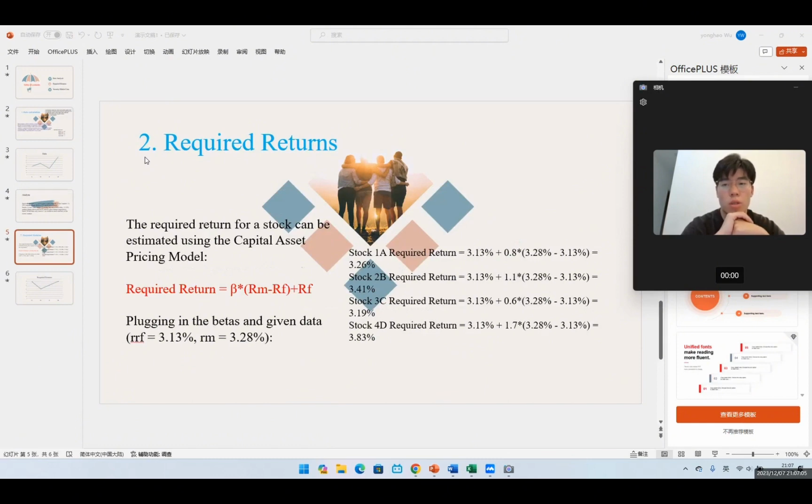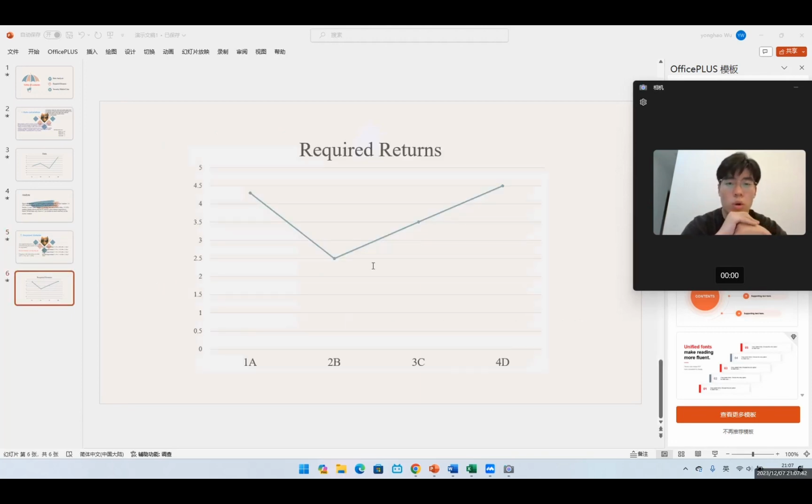The required return for the stock is calculated using the capital asset pricing model. So this one is the return formula. My calculation result is that 1A is 3.26%, 2B is 3.41%, 3C is 3.19%, and 4D is 3.83%. This is the required return.